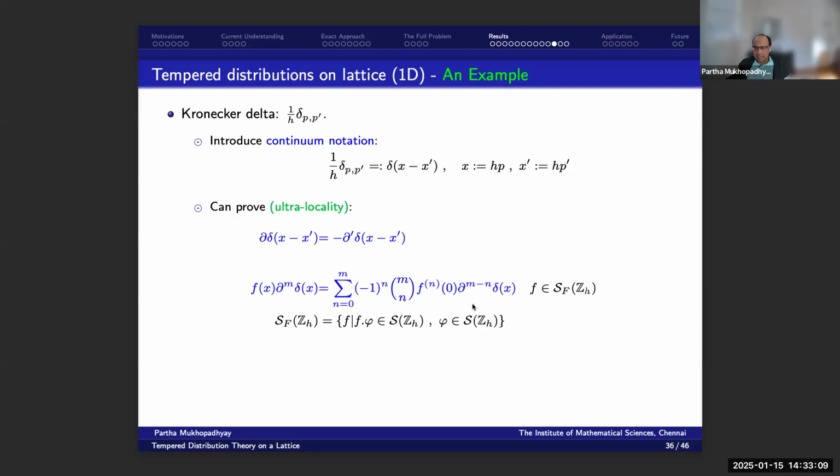Similarly, you can prove this identity, which is known in the continuum, where f is a function which does not have to be Schwartz. It can be fairly Schwartz. A fairly Schwartz function is as follows: if you take f and multiply it with a Schwartz function, then the product is a Schwartz function. Then f is fairly Schwartz.